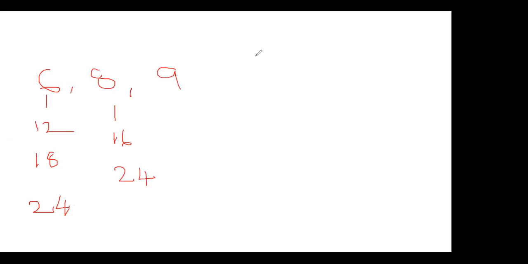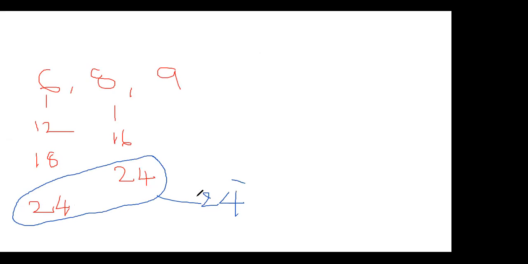Yes, the 6, 8, 9. Here 12, 18, 24. Now in these two cases, the minimum number common in both tables is 24. So this is the LCM of 6 comma 8. This is the LCM of 6 comma 8.